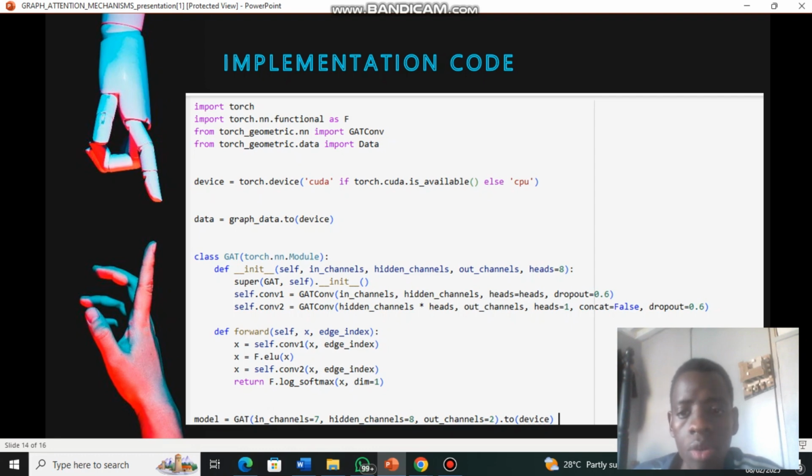And also we are going to move on to the graph data. It moves the graph data to the device, either the CPU or the GPU. And then this class GAT creates the graph attention network module, and the init method initializes the number of channels, the number of input features.